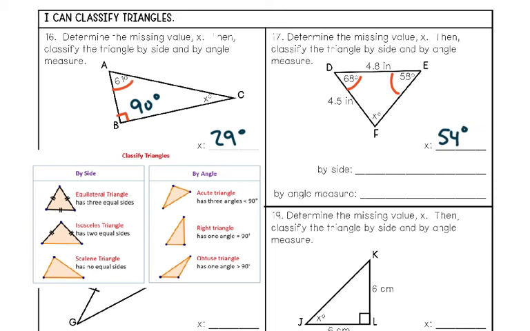I'm going to start by classifying this triangle by side length. Since none of the angles are the same, that means that none of the side lengths are the same. So this is another example of a scalene triangle. And then I'm going to measure it by angle. Since all three angles are less than 90 degrees, I know that this is an acute triangle. So I'm looking at an acute scalene triangle in number 17.